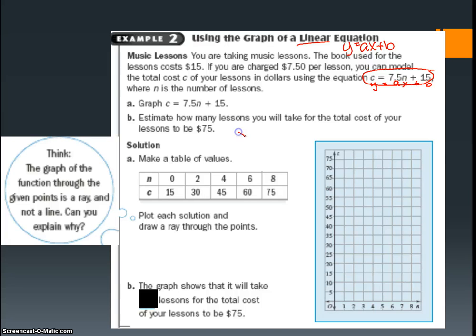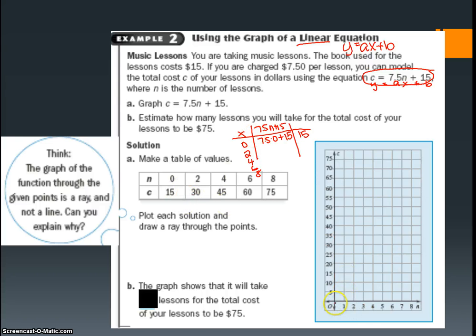Again, what they did is they took a 3-column chart and they did 0, 2, 4, 6, 8. So they did 7.5 times 0 plus 15, and they got an answer of 15. So they did this part for us.